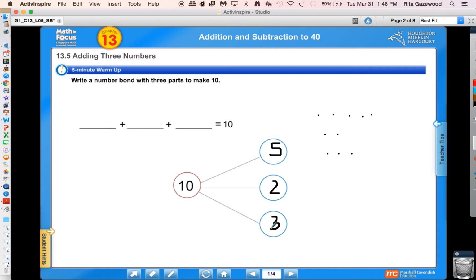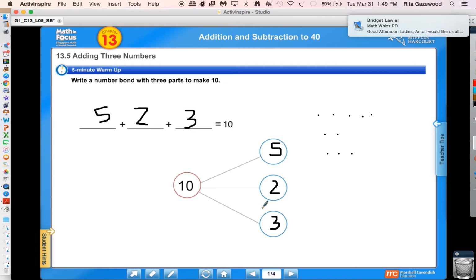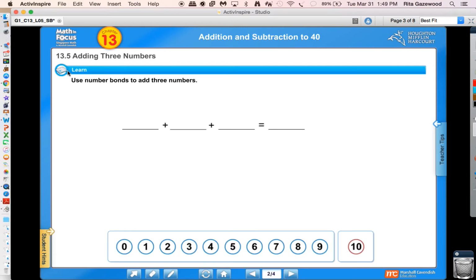So if I was going to take this number bond and write it as an addition sentence, it would be 5 plus 2 plus 3 equals 10. Part, whole. So let's move on to the next part of our lesson. We're going to use number bonds to add three numbers.